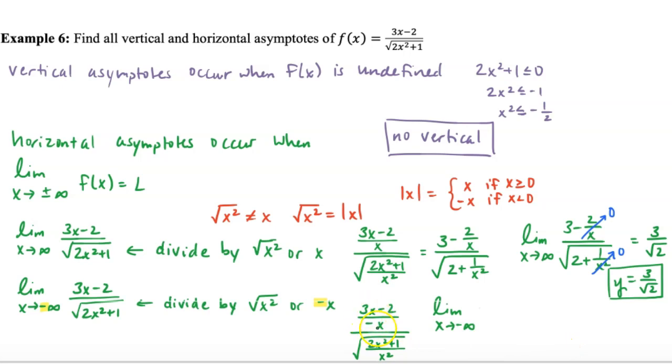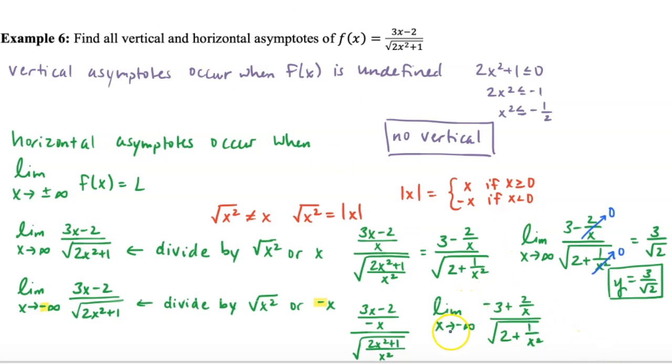So now I have 3x divided by negative x. Now 3 divided by negative 1 is negative 3. Negative 2 divided by negative x is positive 2 over x. And I've got the same exact thing in the denominator as I did up here: the square root of 2 plus 1 over x squared.